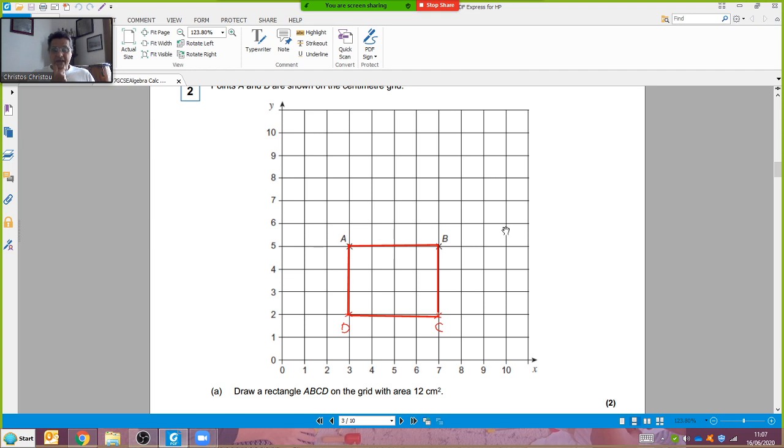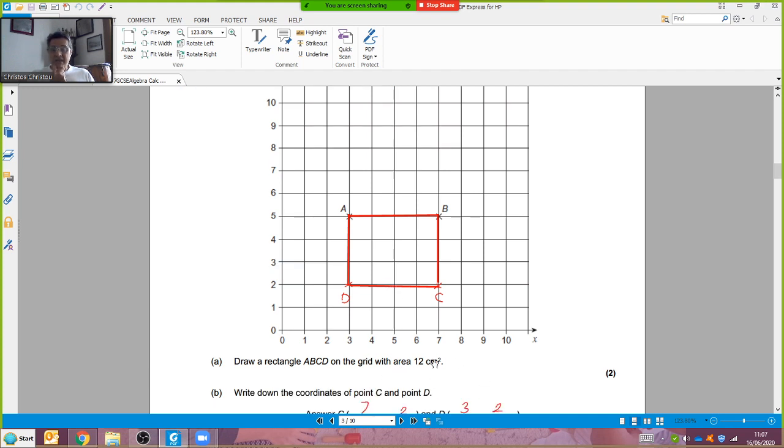This is me doing a rectangle. Some of you put the rectangle up there. Doesn't matter where you put it, as long as it's got to be a rectangle, and it must have an area of 12 centimetre squares. As you can see, mine is a 4 by 3 rectangle. Some of you did it up here, still 4 by 3, doesn't matter.